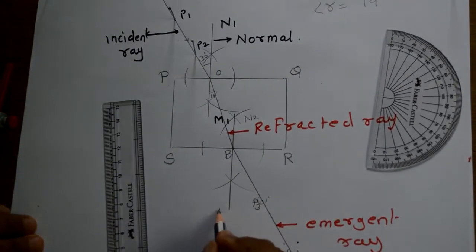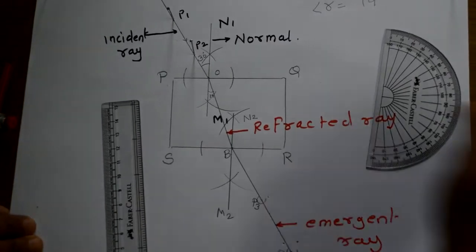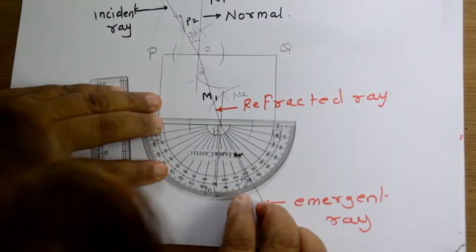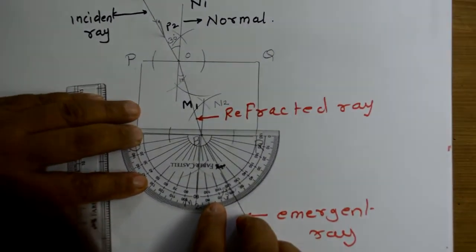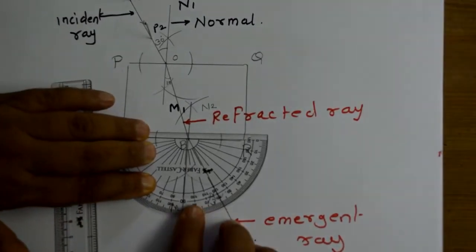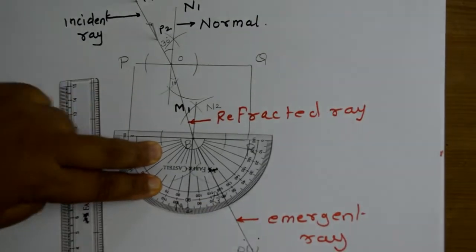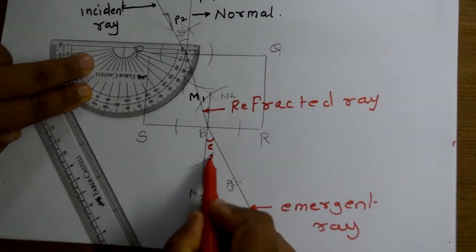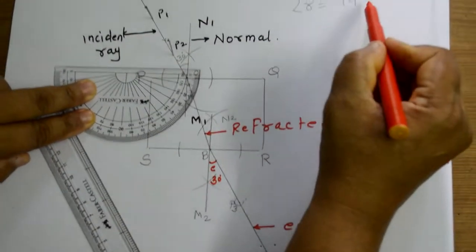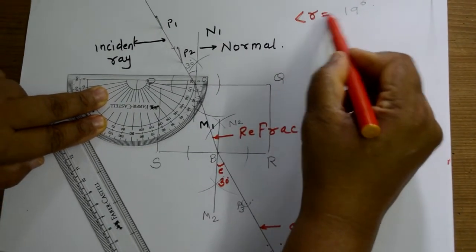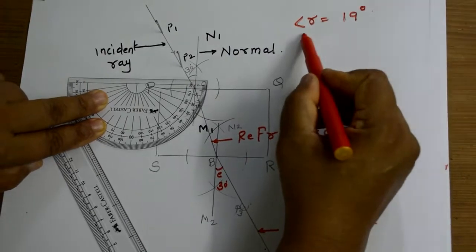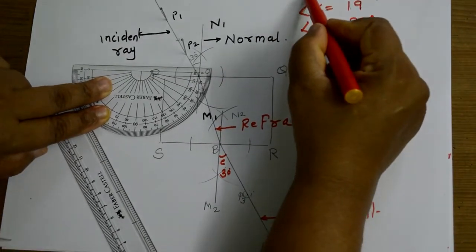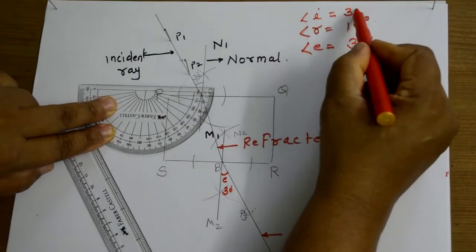N2 at point B. Let me measure the angle here. We have got exactly 30 degrees. This is the angle of emergence, which is 30 degrees. So the angle of refraction is 19 degrees, the angle of emergence is 30 degrees, and the angle of incidence is also 30 degrees.